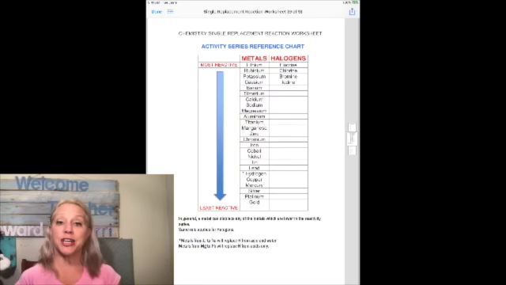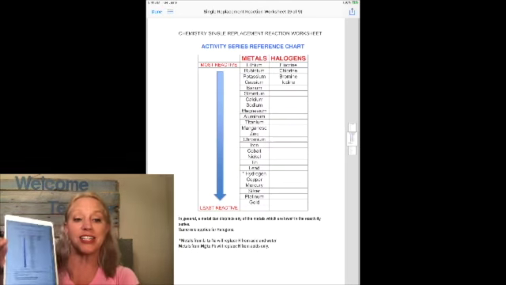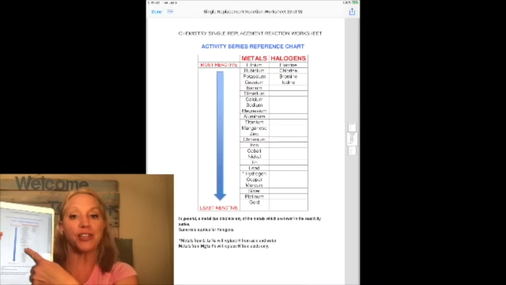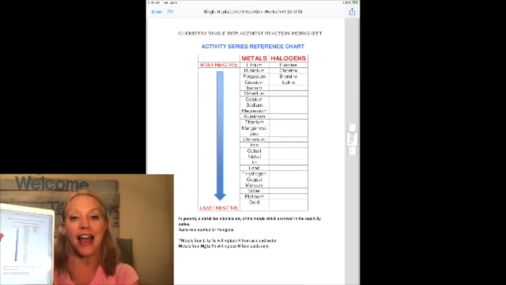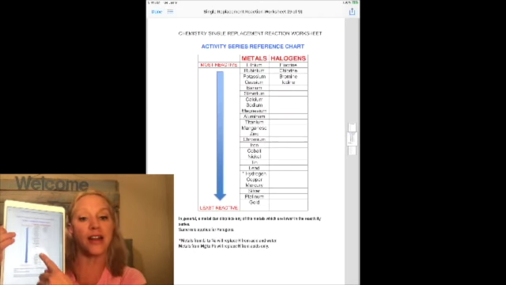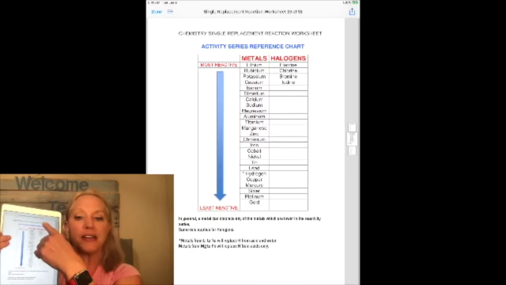In order to do a single replacement reaction, first we need to identify the reactivity series of each of the elements. A sheet will be provided for you for tests, and you should have gotten one in class. What we'll notice is that we have a column of metals going from most reactive to least reactive, and nonmetals from most reactive to least reactive.